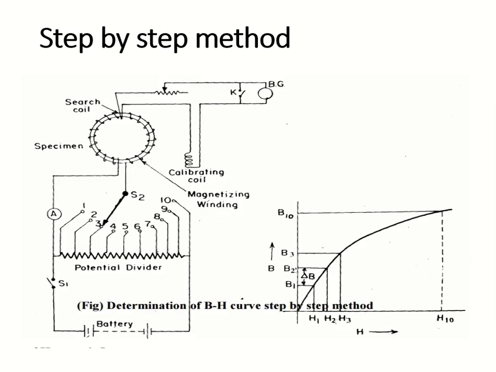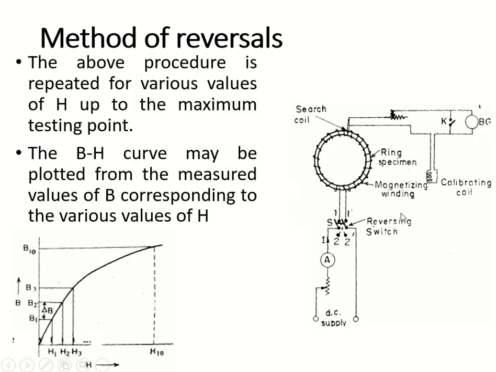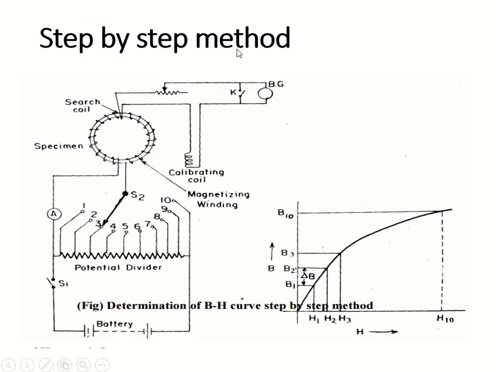The next method is the step-by-step method. This is the second method for finding the BH curve. In the method of reversal we use a rheostat supply arrangement, but in the step-by-step method we are using a potential divider arrangement instead of a rheostat, and certain tappings are there. So how can you adjust the current? By switching S2 to different tappings, a different value of resistance will be connected, so the current value can be adjusted. The setup is the same as that of the method of reversal.